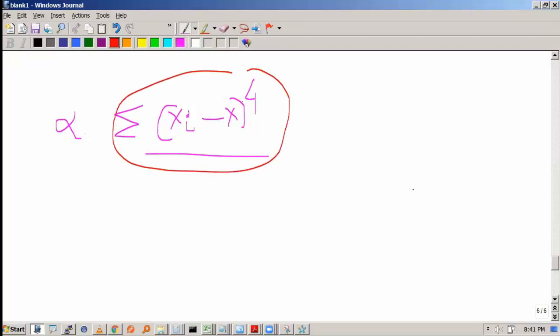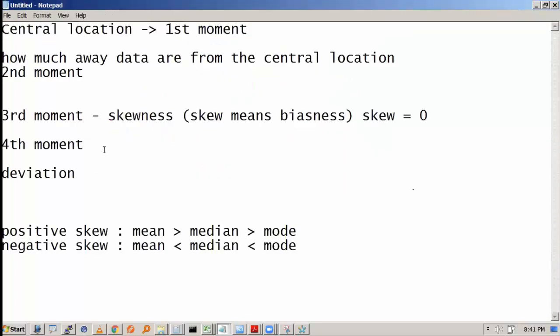Now you tell me, what is this? Xi minus x bar to the power 4. Can it be negative anytime? Is it possible to have this negative? No, it can never be negative, because it is power of 4. So this fourth moment will always be positive. And this fourth moment is called kurtosis.